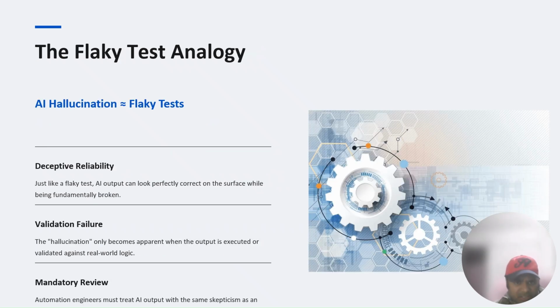As an automation engineer, think of a hallucination like a flaky test. Okay, the output looks correct, but it fails when validated. That's why AI output must always be reviewed and verified before being committed to our code bases.